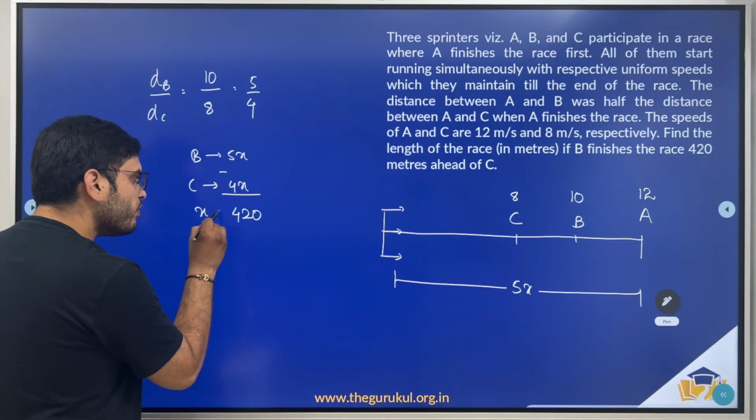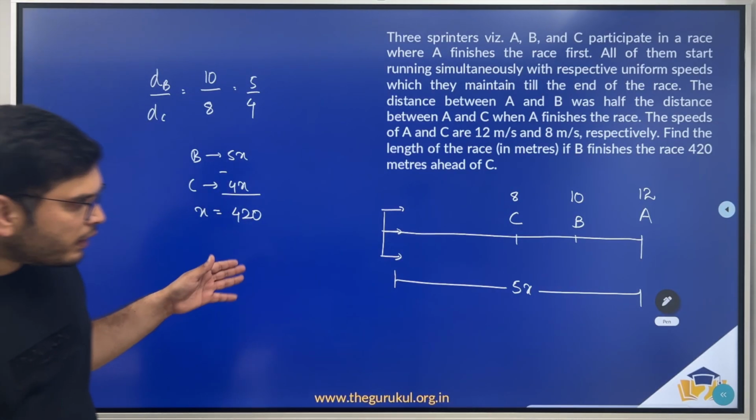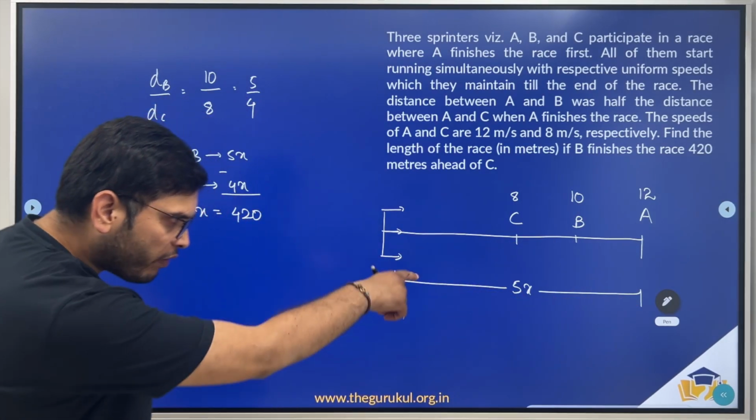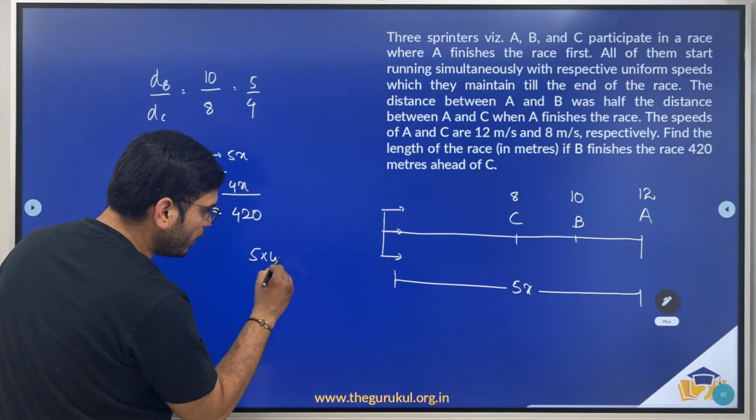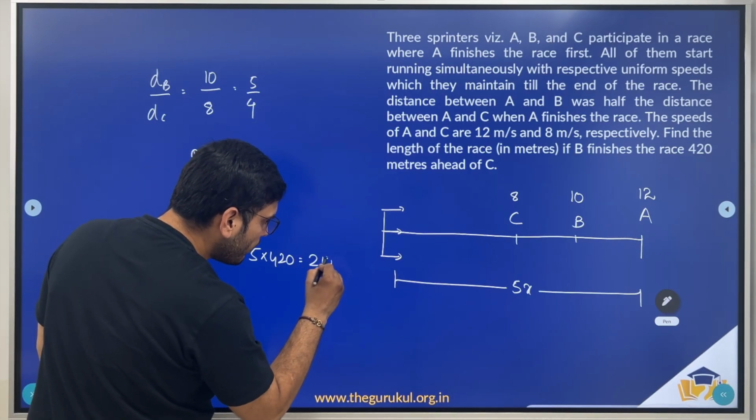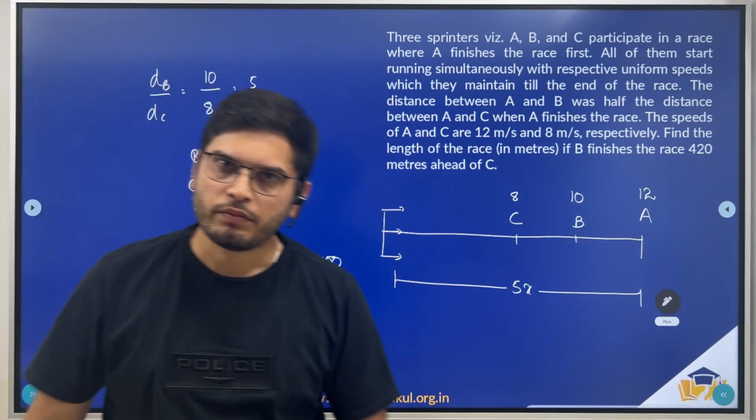So the value of x is 420. Now what did I assume to be the length of the race? 5x. So 5 into 420, which is 2100, becomes the answer to this question.